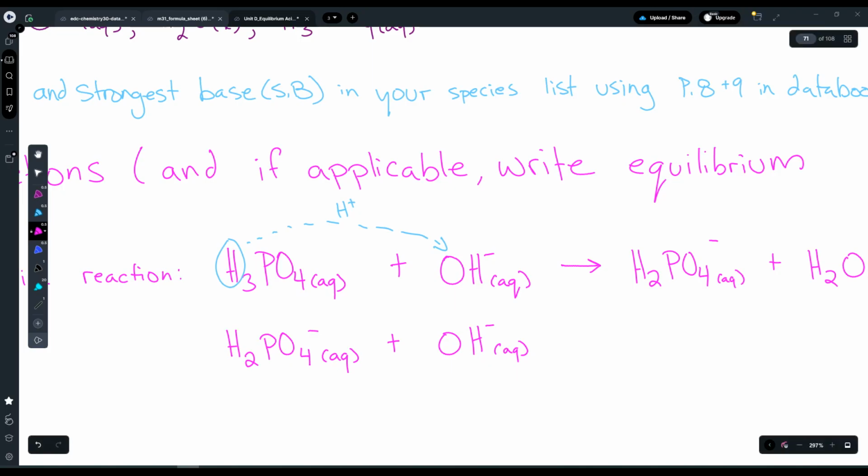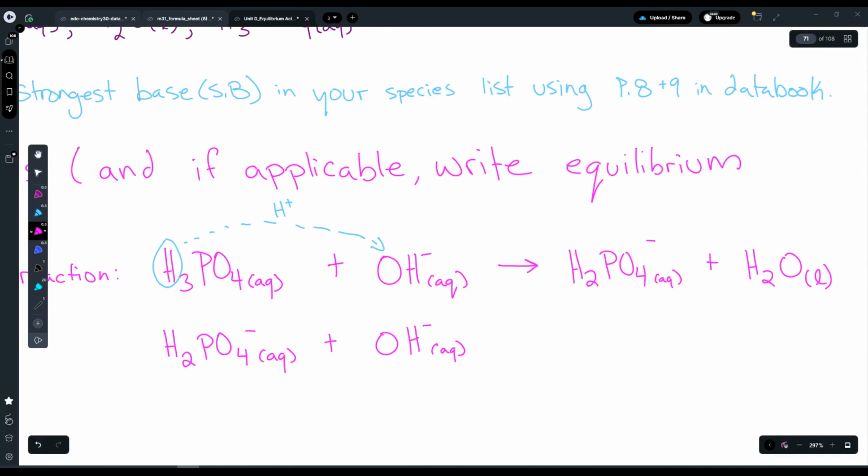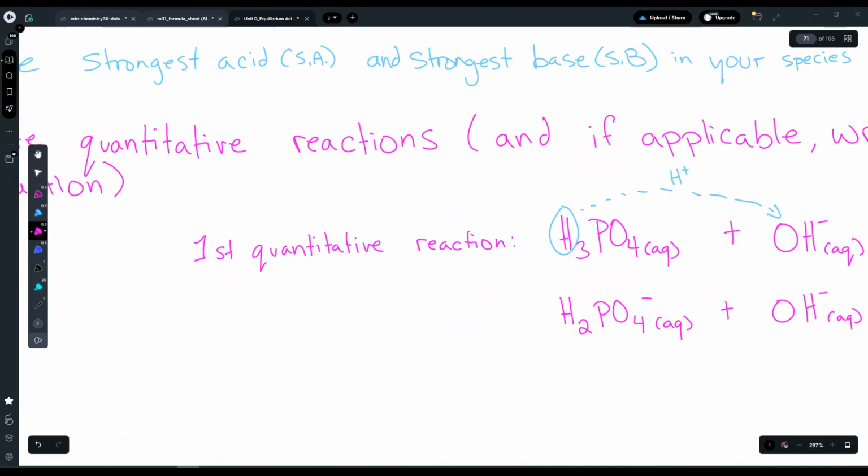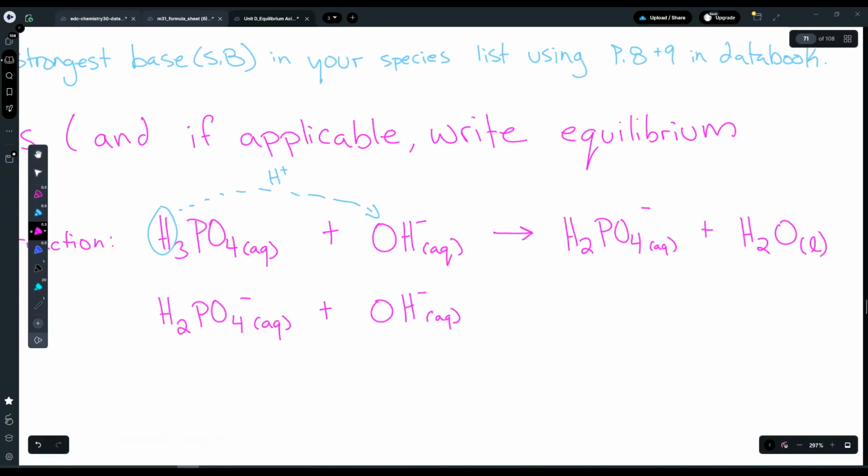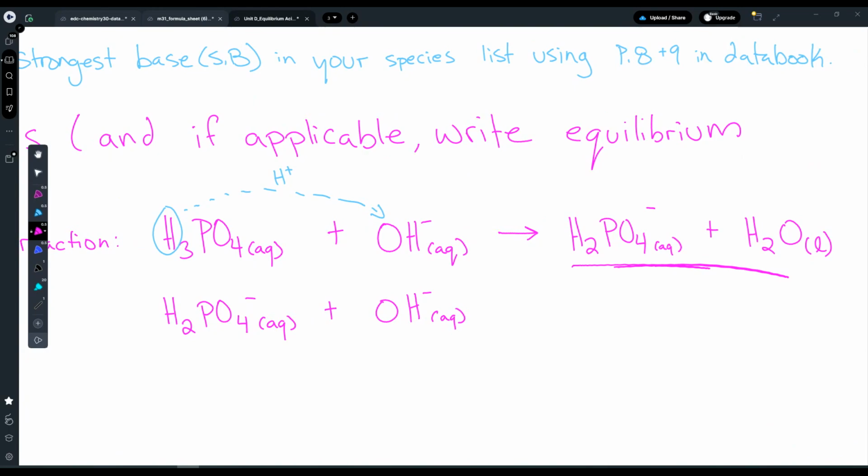For the next quantitative reaction, we are going to react our next strongest acid, which is the dihydrogen phosphate. So you'll always be able to find either your next strongest acid or base in the products of your previous quantitative reaction.